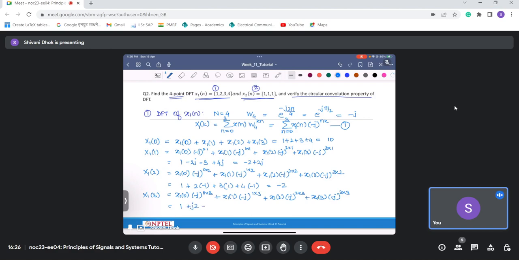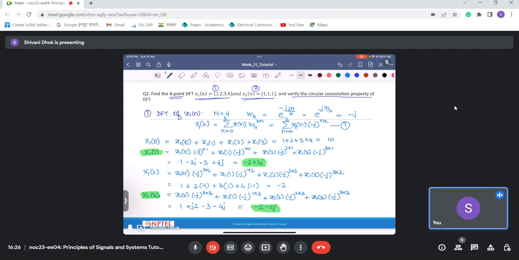Then this is equal to minus 4, minus 3. And this is equal to minus 4j. So this reduces to minus 2 minus 2j. Now carefully observe these two values, x1 of 1 and x1 of 3, this one and this one.